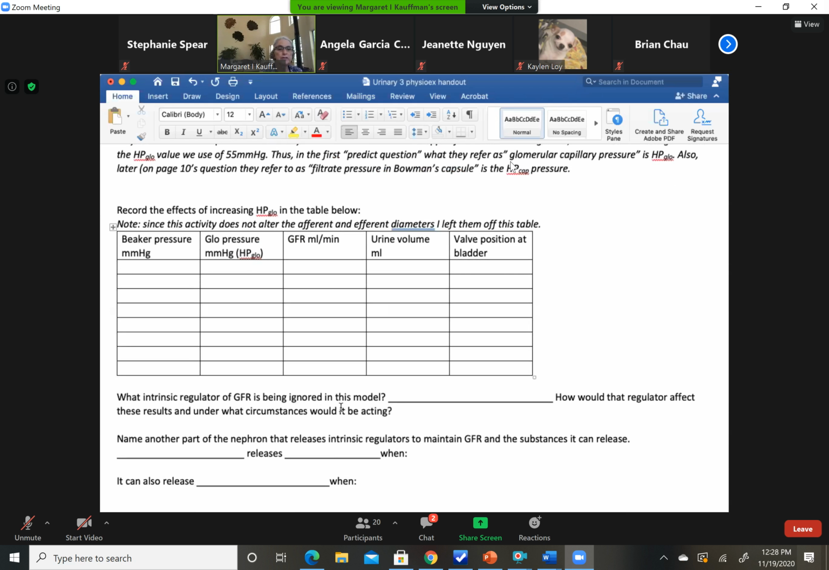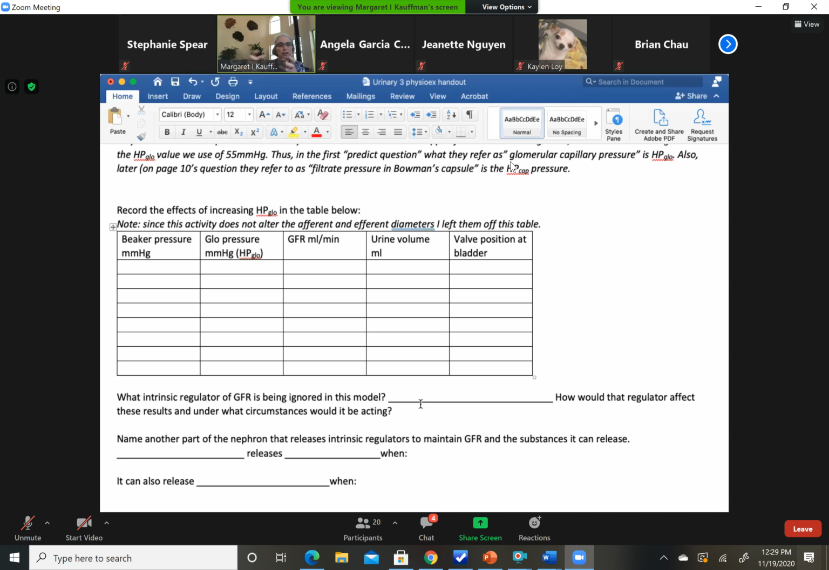So what intrinsic regulator is being ignored using this little mechanical bottle? Any answers to that one? There you go, myogenic. Yeah, so this makes no assumption. It's almost like you could just have a hose which has no response except to be a tube for that afferent arteriole. When that's not the case, the smooth muscle is trying to keep a set point amount of stretch, which is part of that intrinsic regulation.